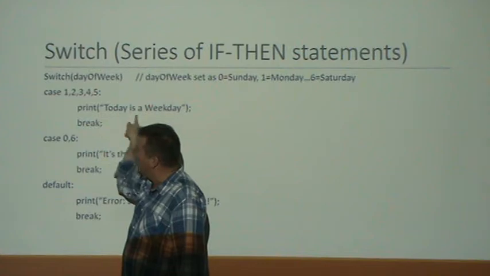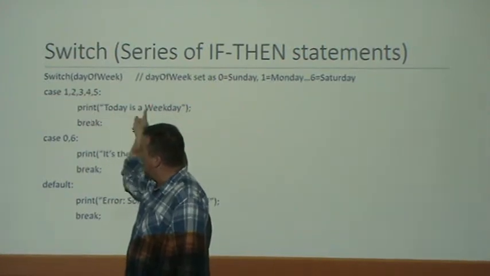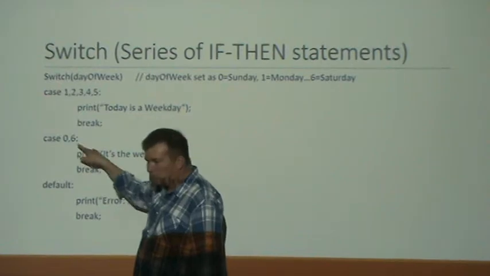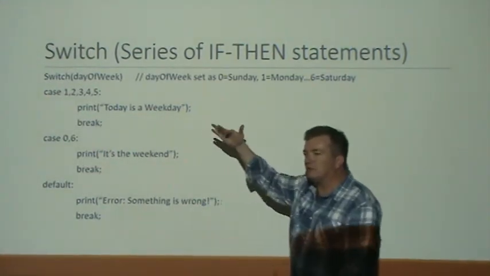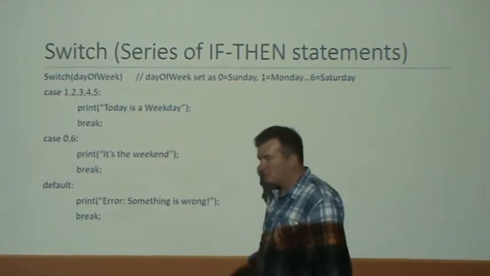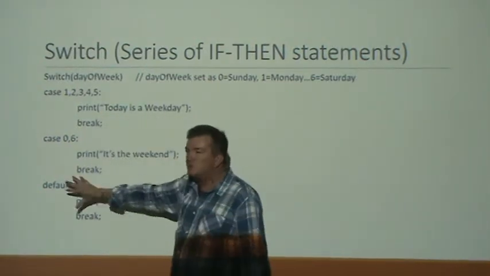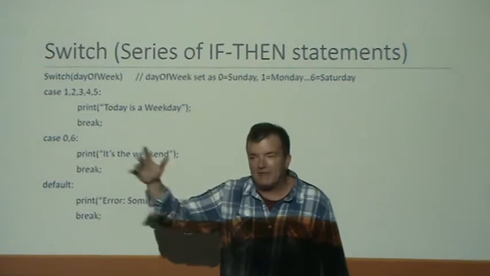If 2, print that. If 3, print that. If 4, print that. If 5, print that. If 0, print this. If 6, print this. So it's really like a long series of if-then statements to cover every possible case. This is just a switch statement, which is just shorthand for a big series of if-then statements.